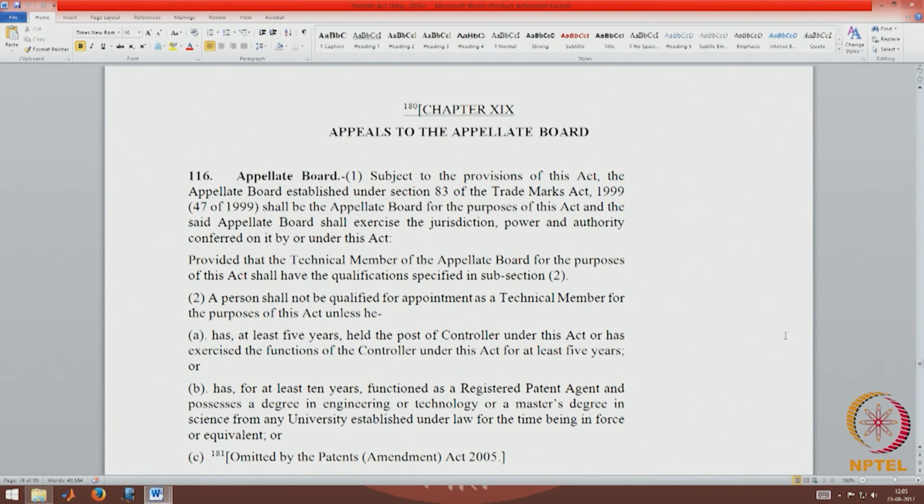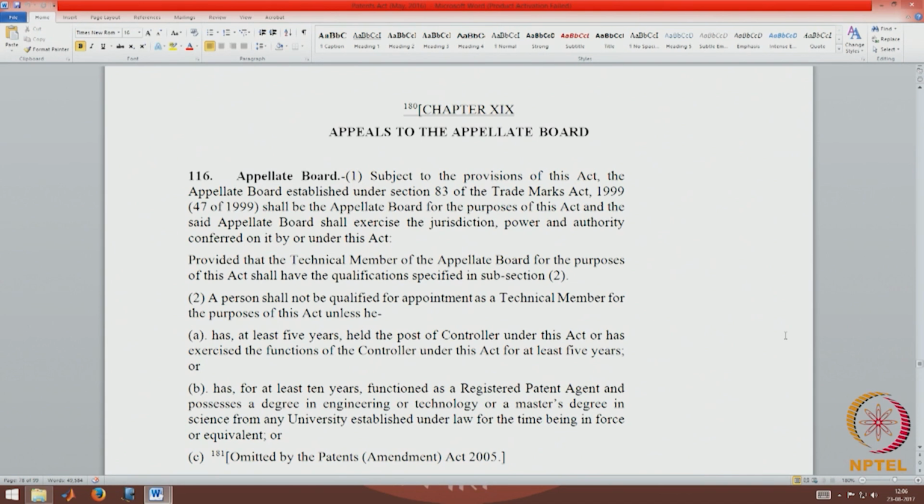In the patent system, appeals from the patent office lie to the appellate board. The appellate board is known as the Intellectual Property Appellate Board, IPAB, and the appellate board was constituted as a common appellate board for trademarks and for patents. So, it was the Trademarks Act 1999 that actually created the appellate board. The Patents Act, when it was amended, incorporated the appellate board provision recently.